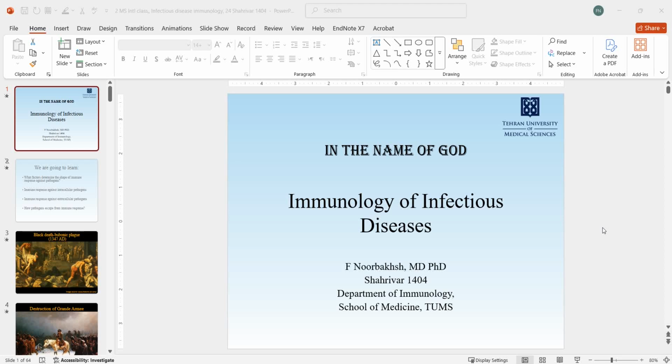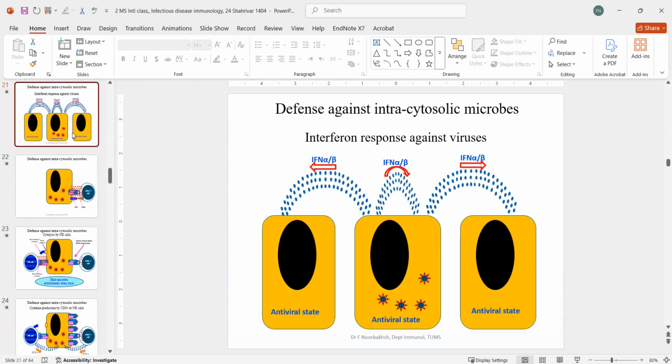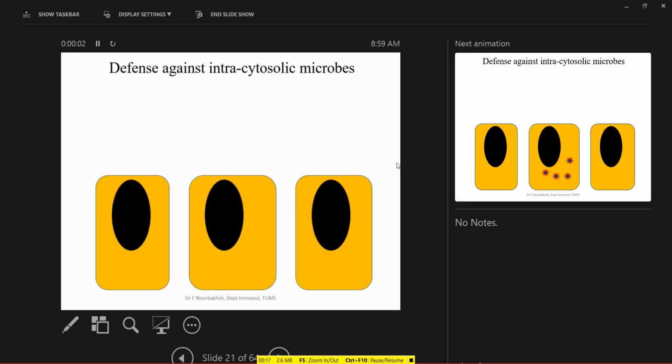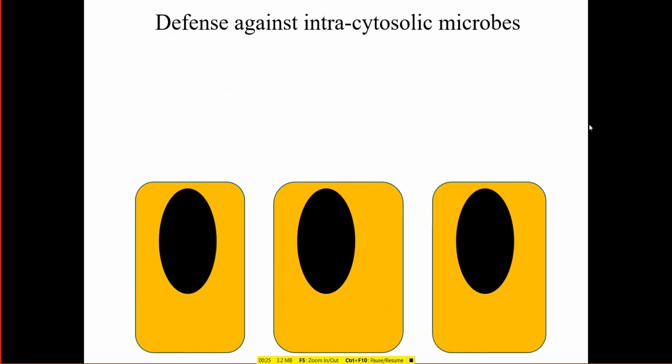In the name of God, last time we talked about infectious disease immunology up to this point. So I explained different mechanisms which are involved in defense against intracellular bacteria. And when we say intracellular bacteria or intracellular microbes, we should keep in mind that we have two locations inside the cell. We have phagosomes, and when we say intracellular bacteria or intracellular microbes, we usually mean the ones which are located inside the vesicles, unless specified otherwise.